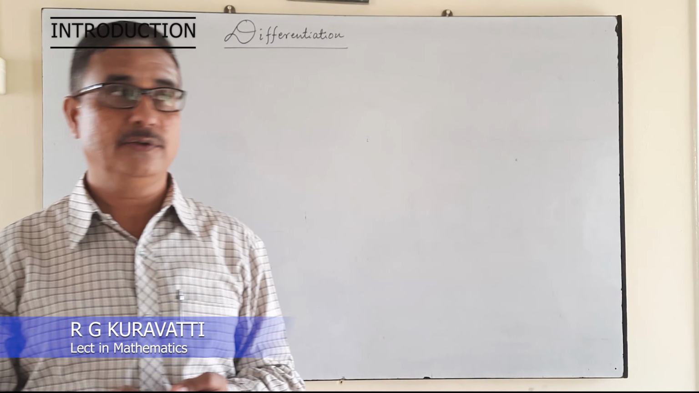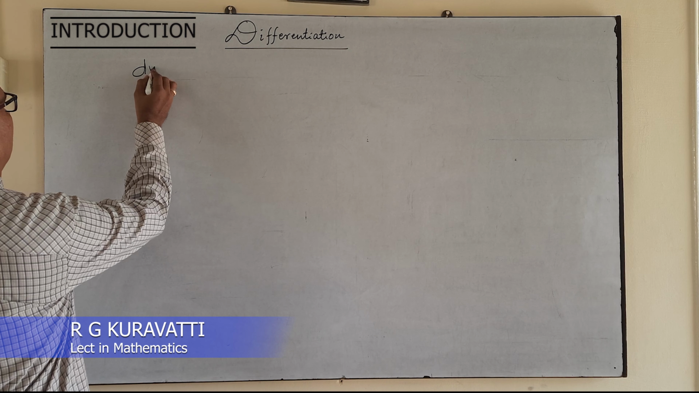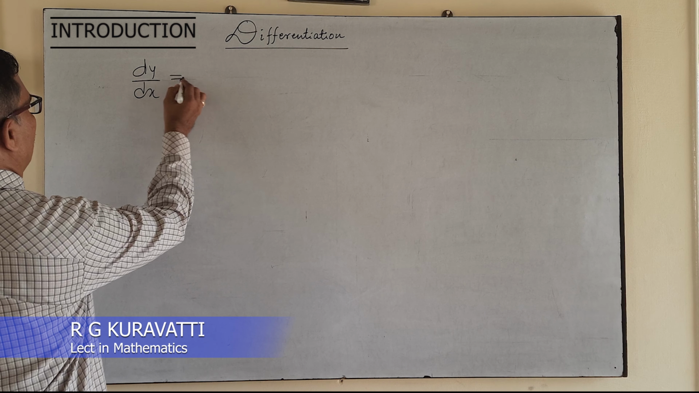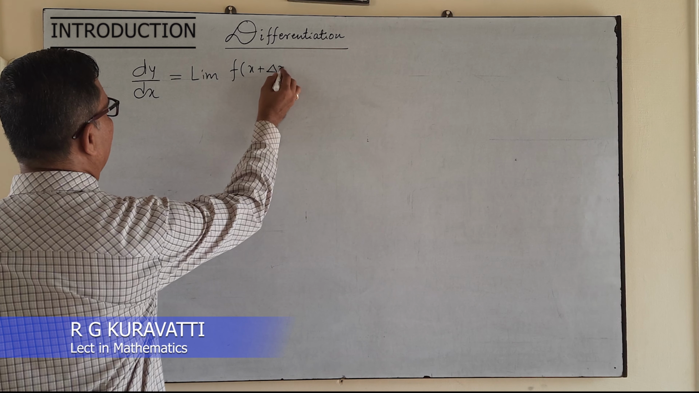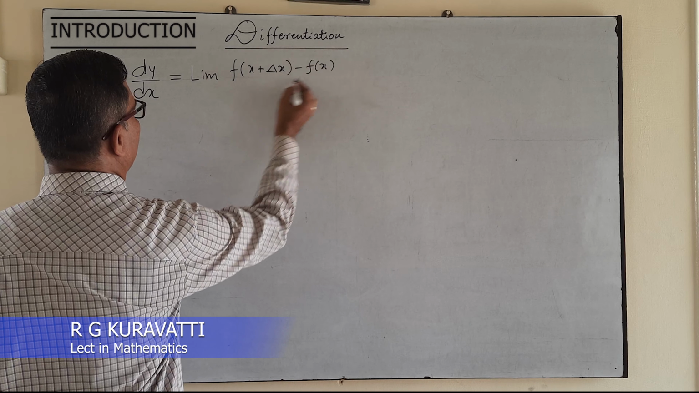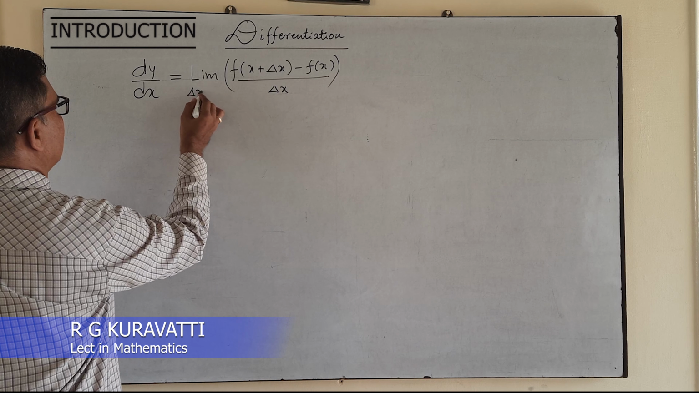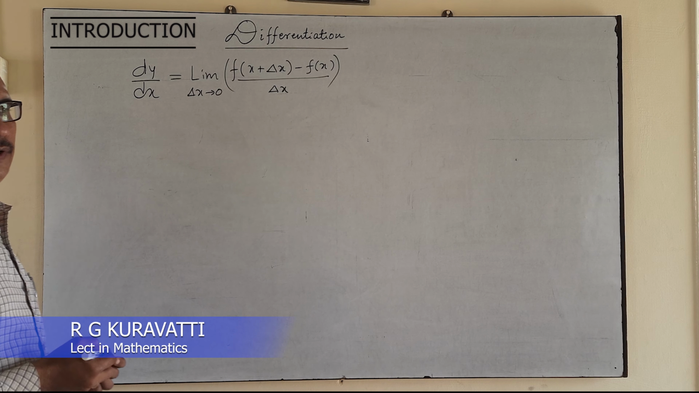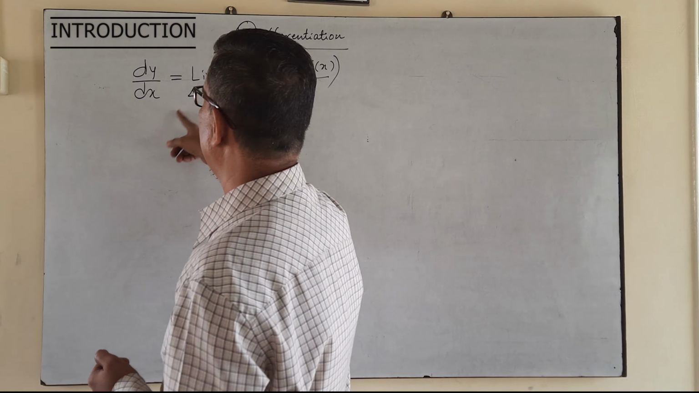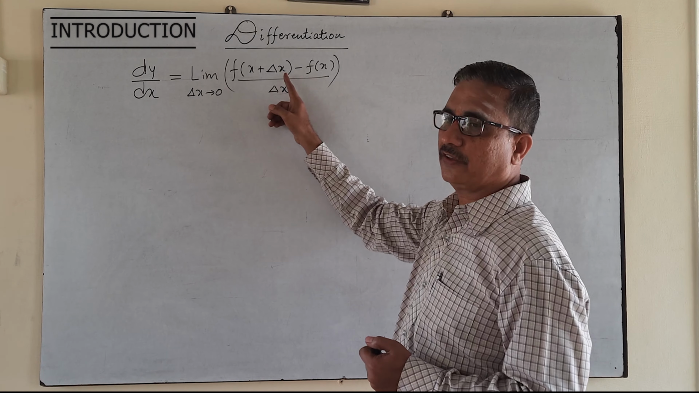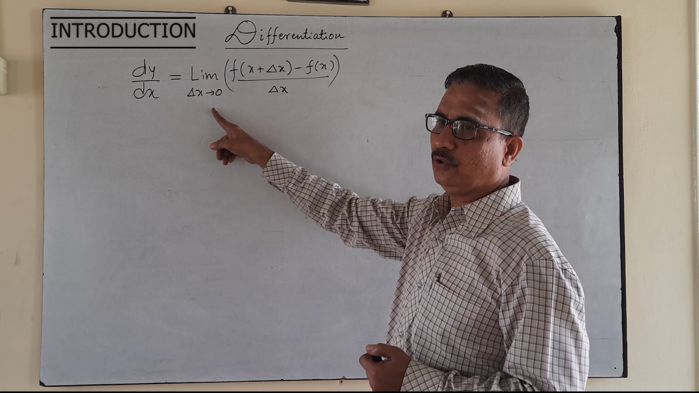first principle method. Now here, you know dy by dx. What is the formula for dy by dx? Remember, limit of f of x plus delta x minus f of x divided by delta x as delta x tends to 0. We have already studied some results in first PU. So the dy by dx formula is limit of f of x plus delta x minus f of x divided by delta x as delta x tends to 0.